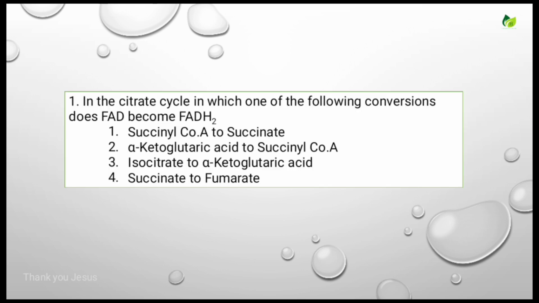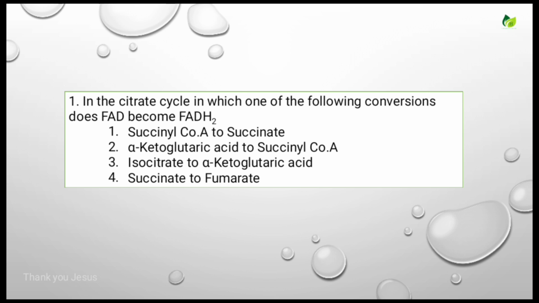In the citrate cycle, in which of the following conversions does FAD become FADH2? So options are given. First option is succinyl coenzyme A to succinate, alpha ketoglutaric acid to succinyl coenzyme A, isocitrate to alpha ketoglutaric acid, succinate to fumarate. Okay, so this is the question. Okay, you have to answer.